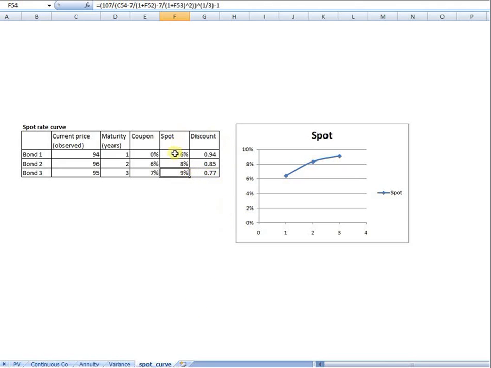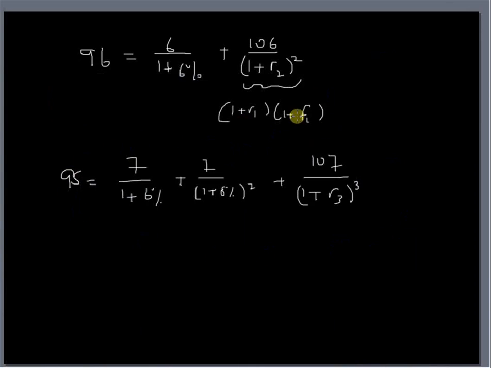So using this 6, 8 and 9% over a period of 1, 2 and 3 years, you can plot the spot rate curve. And as I mentioned, it's useful for pricing bonds, treasury bonds, in the sense that when you have a new bond, a new issue, simply use this curve, plug it into the formula, and you obtain the price of the bond.